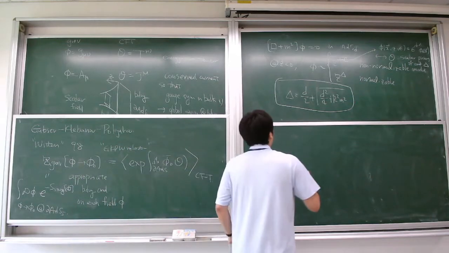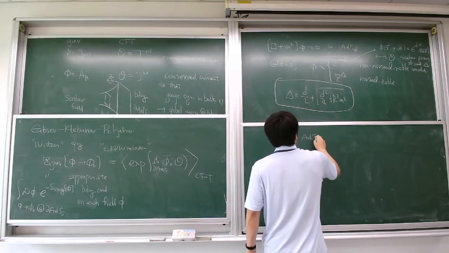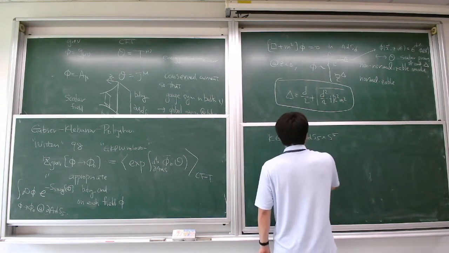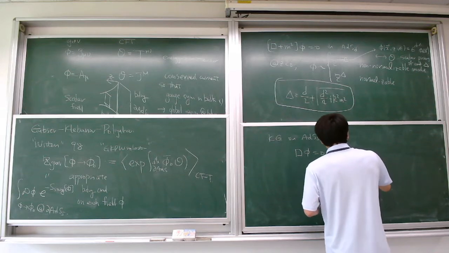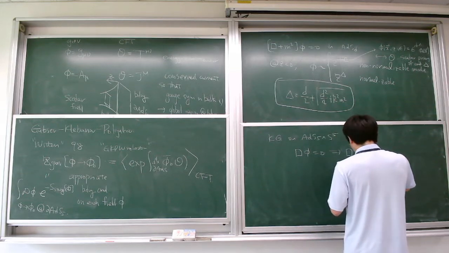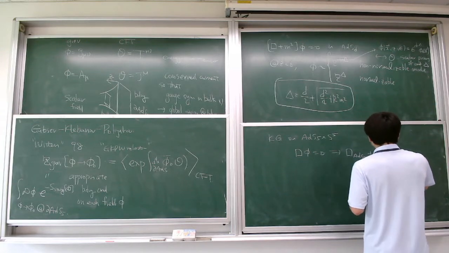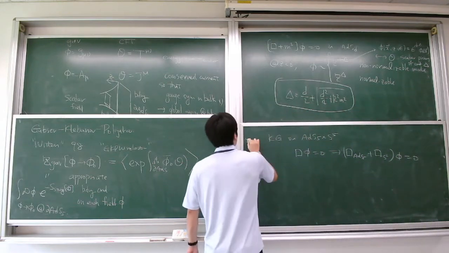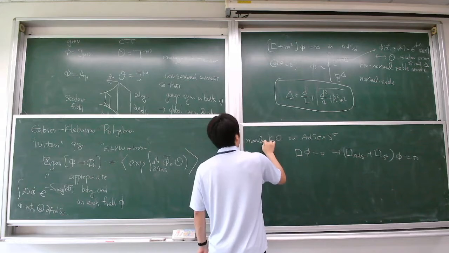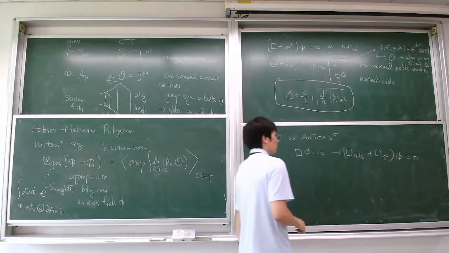So if you solve the Klein-Gordon equation on AdS5 times S5, this will be box phi equals 0. Of course this will decompose into box AdS5 plus box S5 acting on phi equals 0. So this is the massless Klein-Gordon equation, the simplest case, on the AdS5 times S5 background.